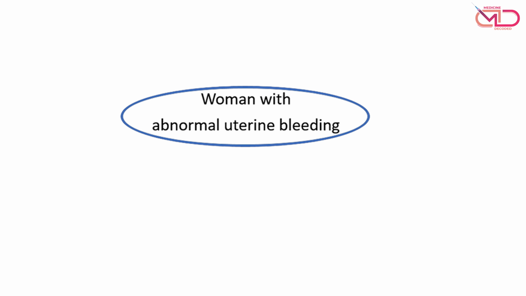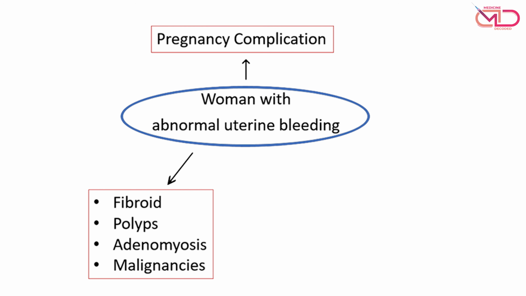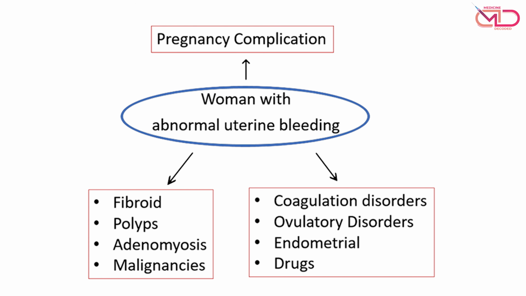Now the key to mastering the differential diagnosis approach is that each DD is actually a separate chunk of information. Let's say, for example, a woman comes with the complaint of abnormal uterine bleeding. It could be because of pregnancy complications. It could be because of fibroids or polyps or adenomyosis. It could be because of a variety of other reasons like coagulation disorder, ovulatory disorders, endometrial causes. Now, each of these causes is actually a separate topic in itself.